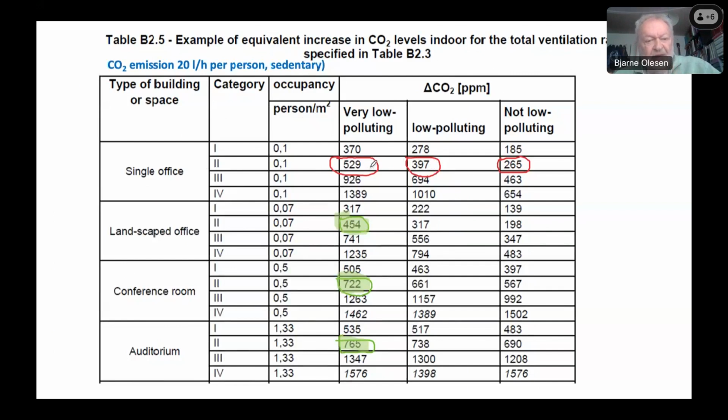But if you had a very low polluting building, you could go to a higher CO2 set point. And if you went to another people density, like an auditorium, you again could increase the set point to 765, because you have now more people per square meter. So the CO2 emission from people is higher. So the CO2 set point is not a constant value. It depends on if you have a low emission building or a high emission building and the density of people.